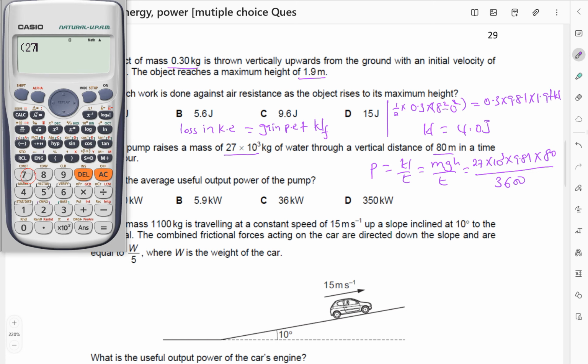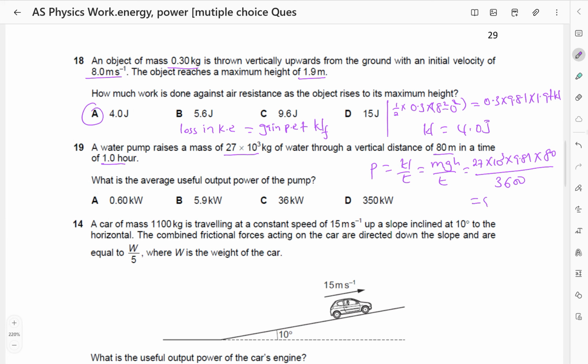So we have 27 times 10 power 3 times 9.81 times 80 divided by 3,600. So that is giving us 5886, which is 5.9 kilowatts. So the answer is B. That is 5.9 kilowatts when you change it to kilo.